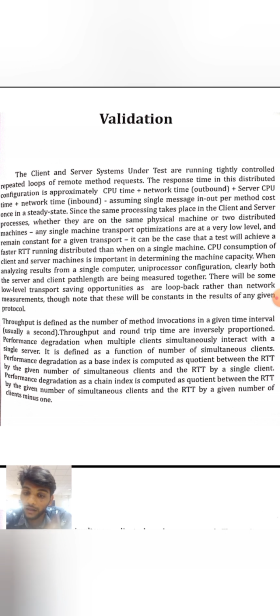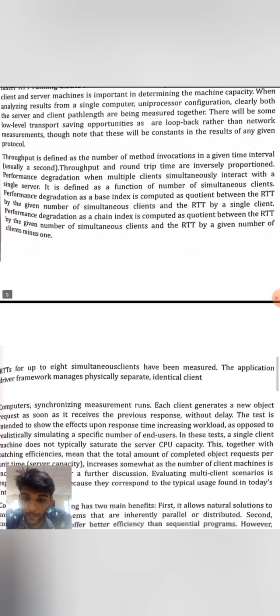Throughput is defined as the number of method invocations in a given time interval. Throughput and the round trip time are inversely proportional to performance degradation when multiple clients simultaneously interact with a single server. The performance degradation index is computed as the ratio between the RTT for the given number of simultaneous clients and the RTT for the given number of clients minus 1.